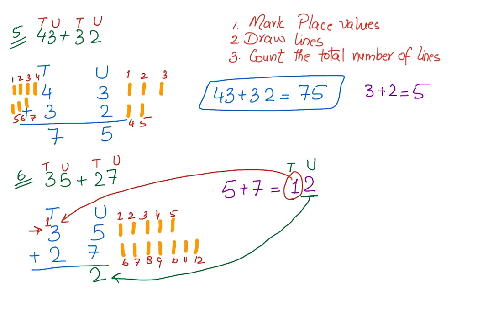Now you will add all the numbers on the tens place value. You will add 1 plus 3 plus 2. 1 plus 3 is 4. Then you will add 4 and 2. You will get 6. So 1 plus 3 plus 2 is equal to 6. Hence you will write 6 over here. We concluded that the sum of 35 and 27 is 62.